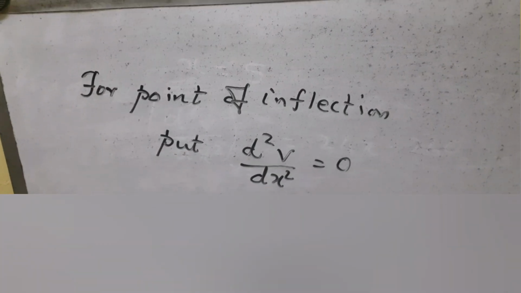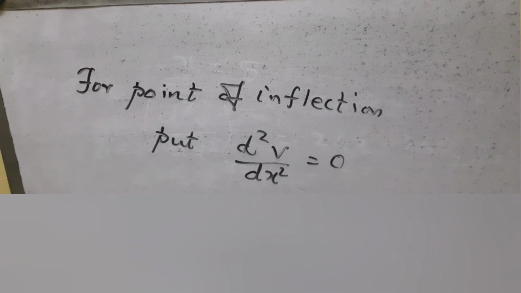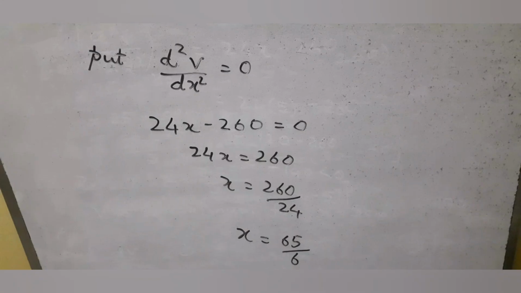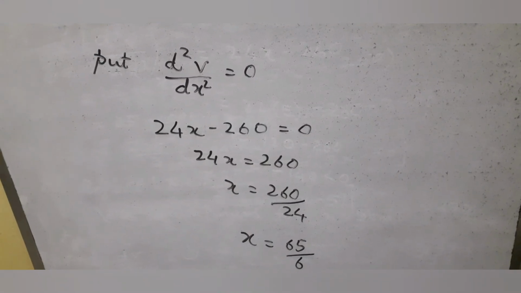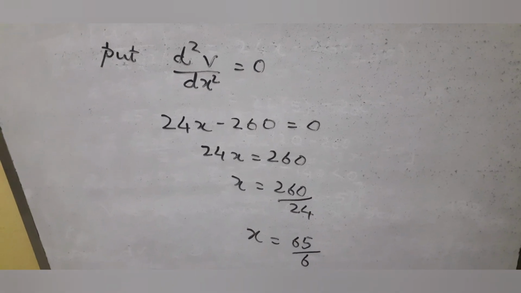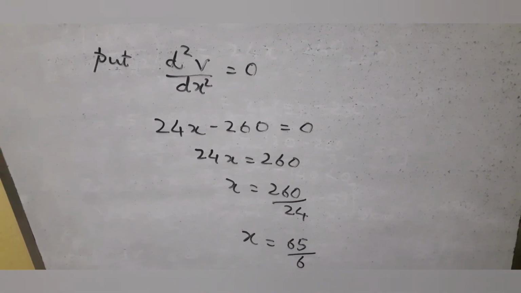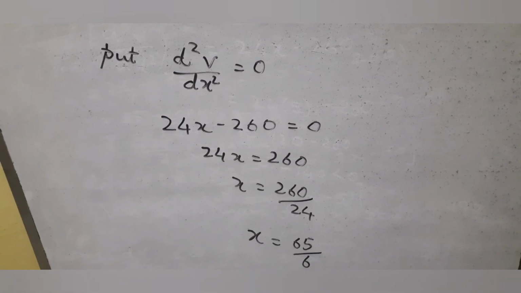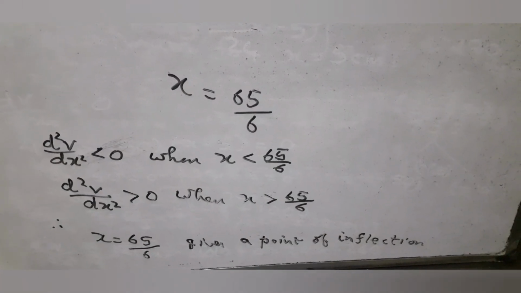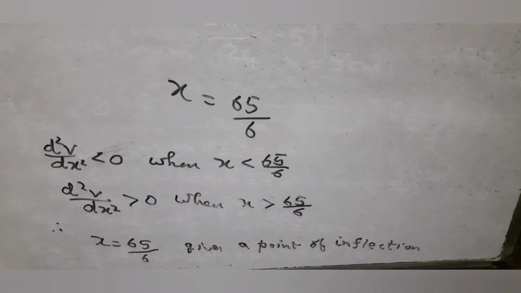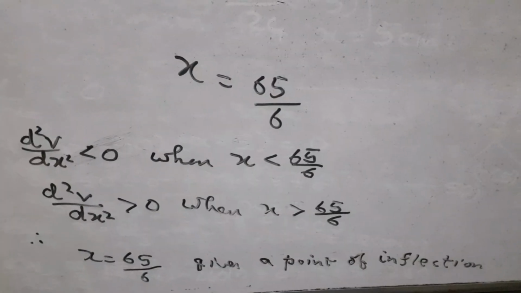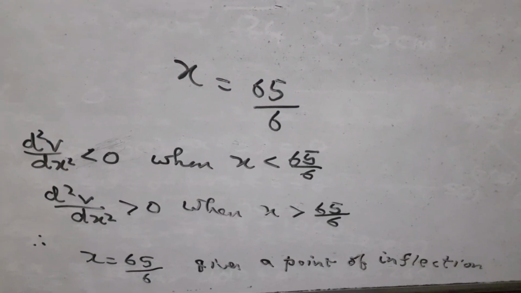To find the point of inflection, we equate the second derivative to 0. This gives x equal to 65 by 6. We have to check if the second derivative d square v by dx square changes sign when x passes through this point. If x is less than 65 by 6, the value of d square v by dx square is negative, and if x is greater than 65 by 6, the value of d square v by dx square is positive. So x equal to 65 by 6 gives a point of inflection.